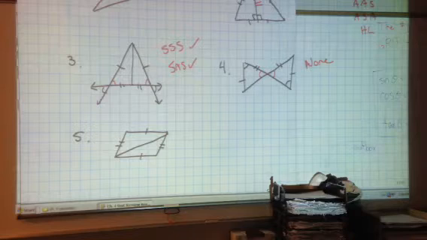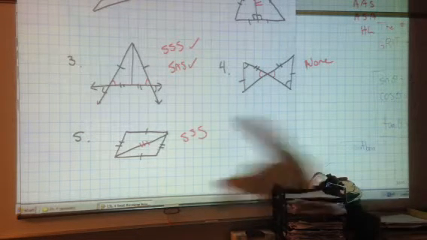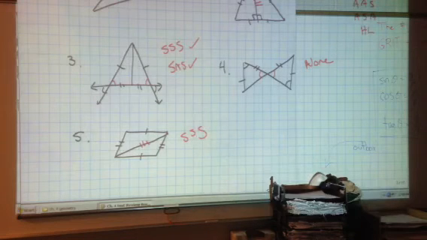It's close though. It's tricky. All right, and then 5. This one's easy and straightforward. That side's reflexive to itself by reflexive. So it's side, side, side. It shows the 2 triangles are congruent.